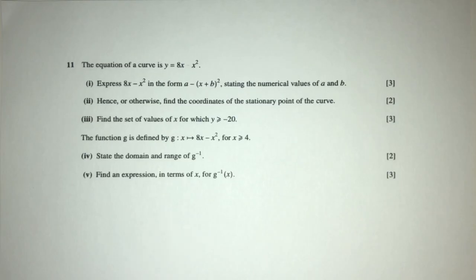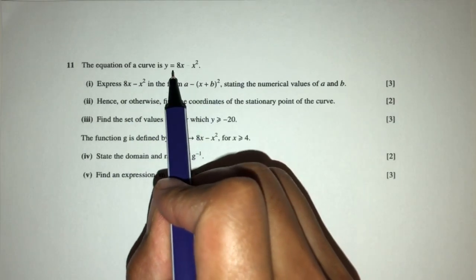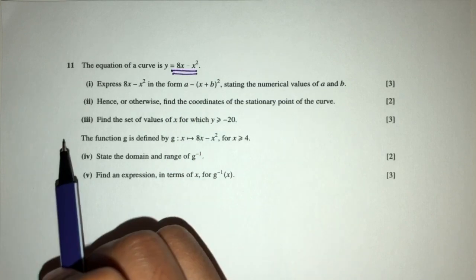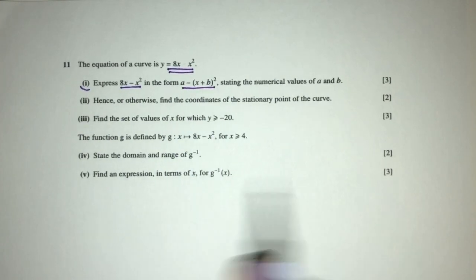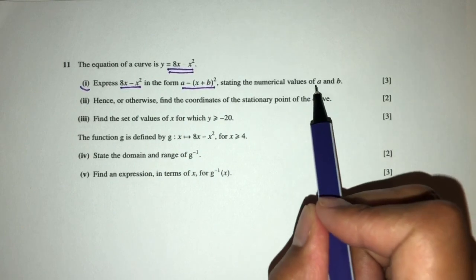So here we have what? The equation of a curve is given to you by this. Now, part 1, express this equation in the form of this, stating the values of a and b. So pretty easy.